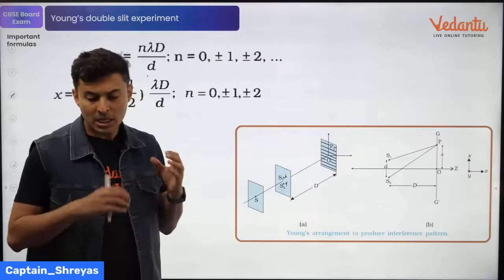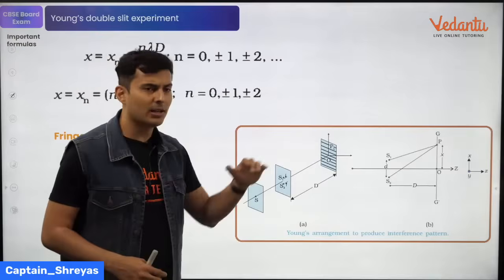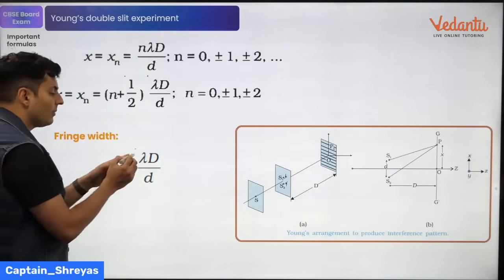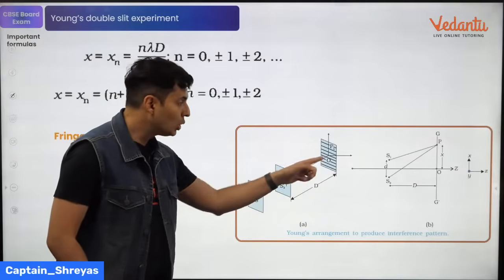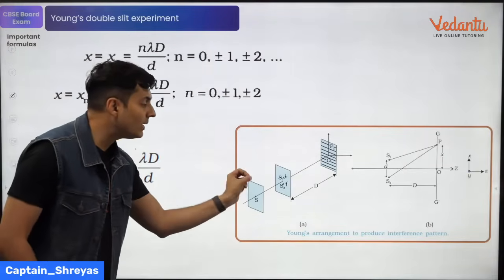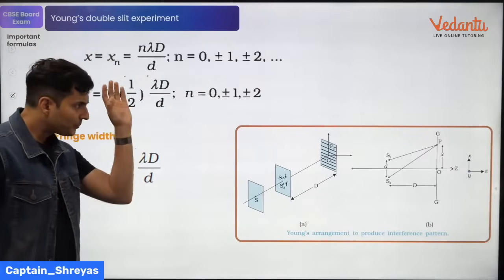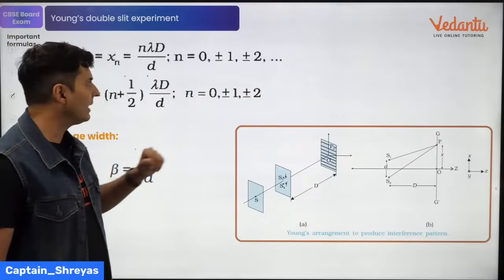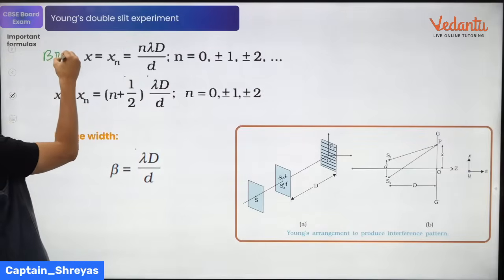Okay. Now what happens is, from one fringe to the other fringe, from one bright region to the other bright region, or from one dark to the other dark, the distance is called the fringe width, and that is given by lambda D by d. Capital D is the distance from the slit to the screen, whereas small d is the distance between the slits. Keep this in mind. Another important thing is where do you get the bright fringe? Where do you get the dark fringe? Look at this. This formula is for bright fringes.